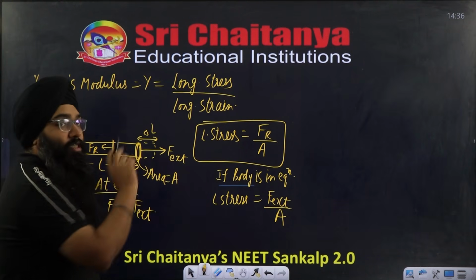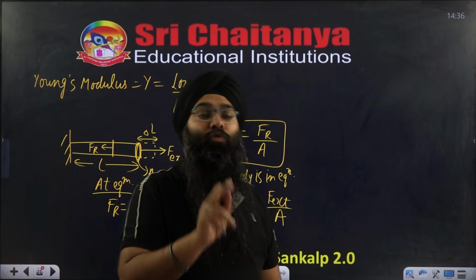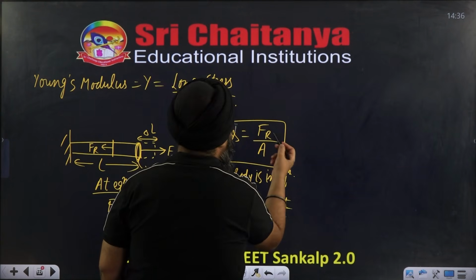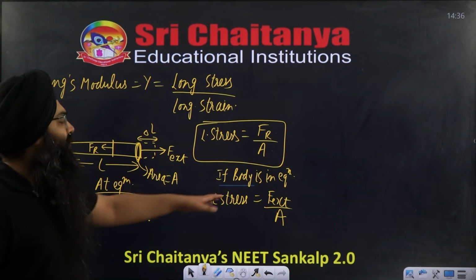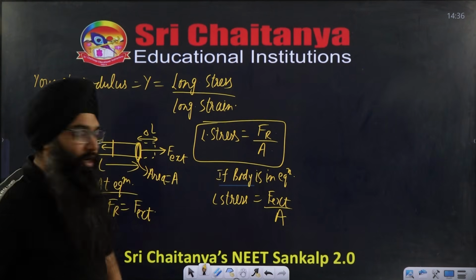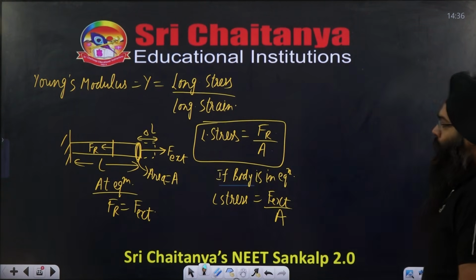Always remember, stress is basically the property of the body. It always depends on the restoring forces on the body. So longitudinal stress is actually equal to restoring force per unit area, but if it is in equilibrium, you can also say it is external force per unit area of cross section. This is basically the concept of longitudinal stress.